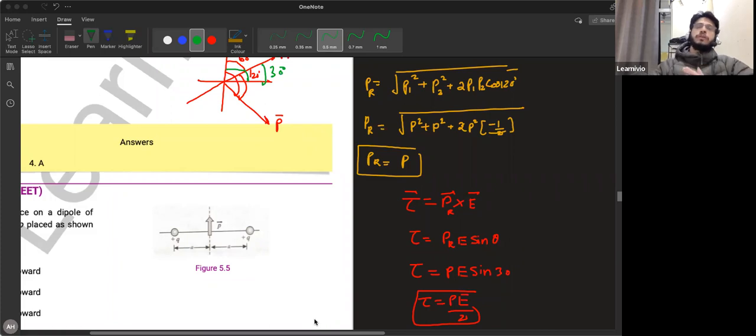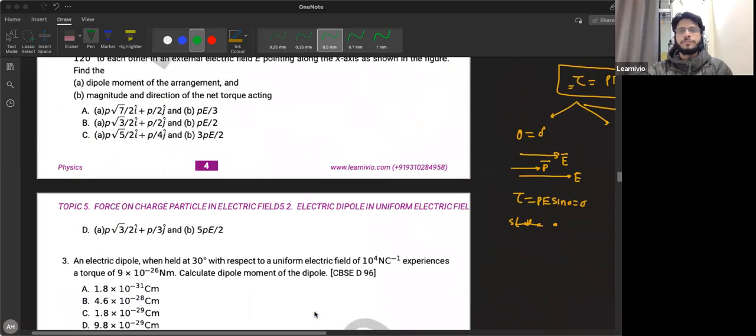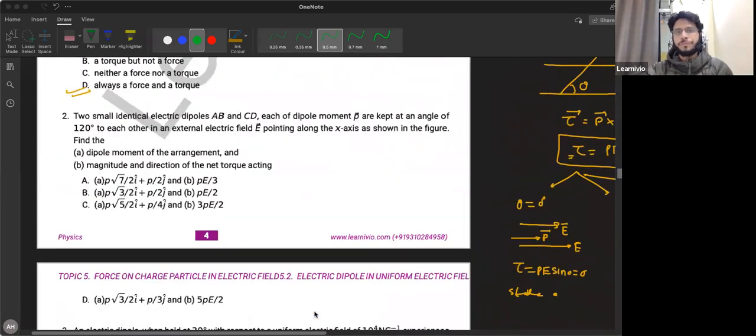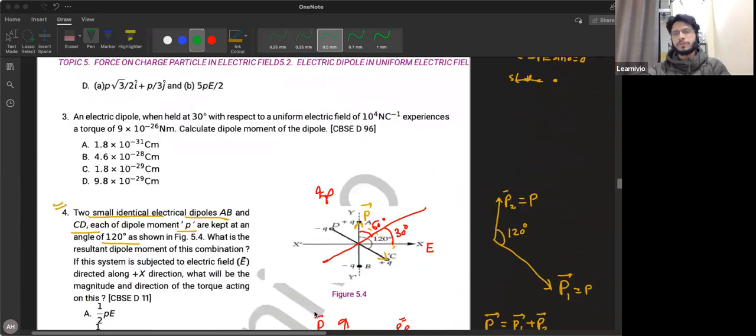In the next class, the target is Gauss law, potential, and potential energy for Wednesday. Try to cover these topics and solve these assignments, at least level 1. Level 1 you can solve. The questions in level 1 are either from NCERT or they're from previous years' board exams.